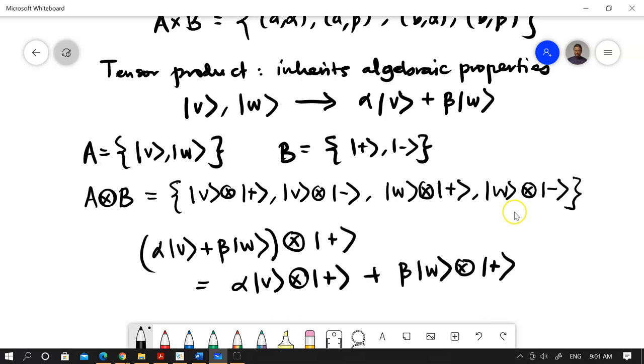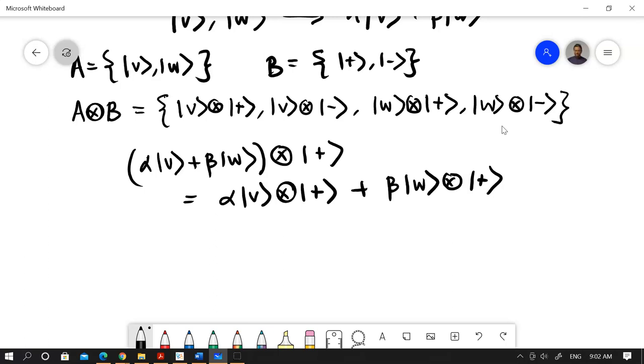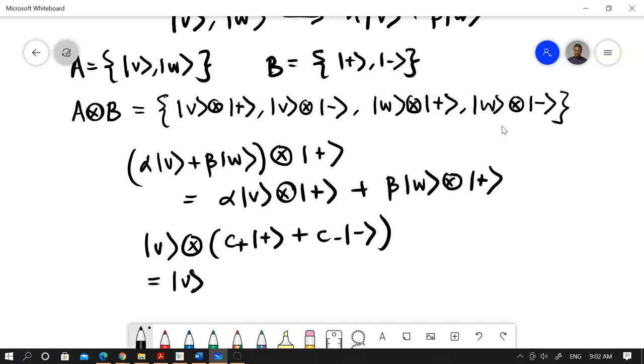So let's do another one. Let's do a V tensor product. What would be a symbol here? Okay, maybe C plus plus C minus minus. So here is an algebraic property coming from the vector space, just like this one. And then I can actually form this tensor product this way.